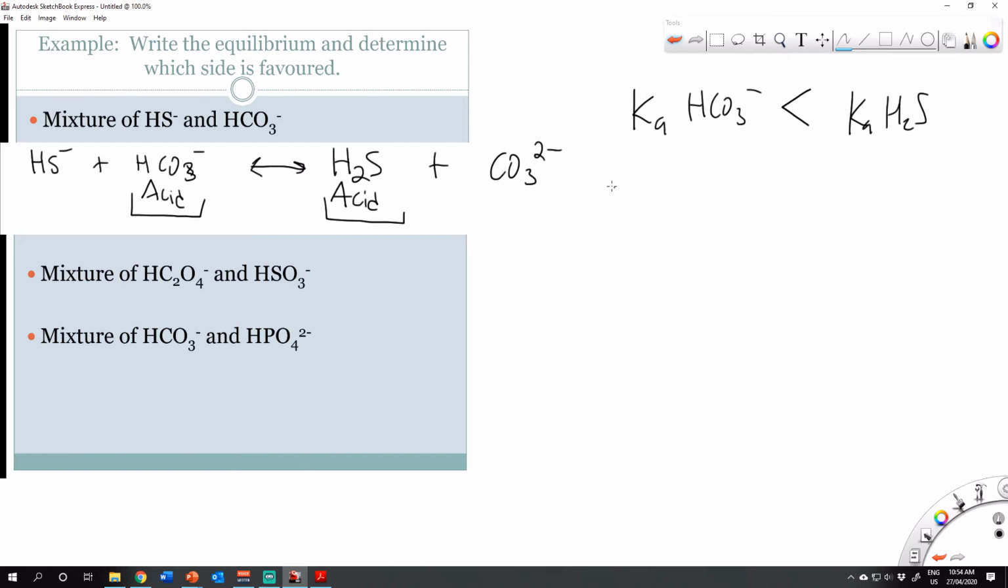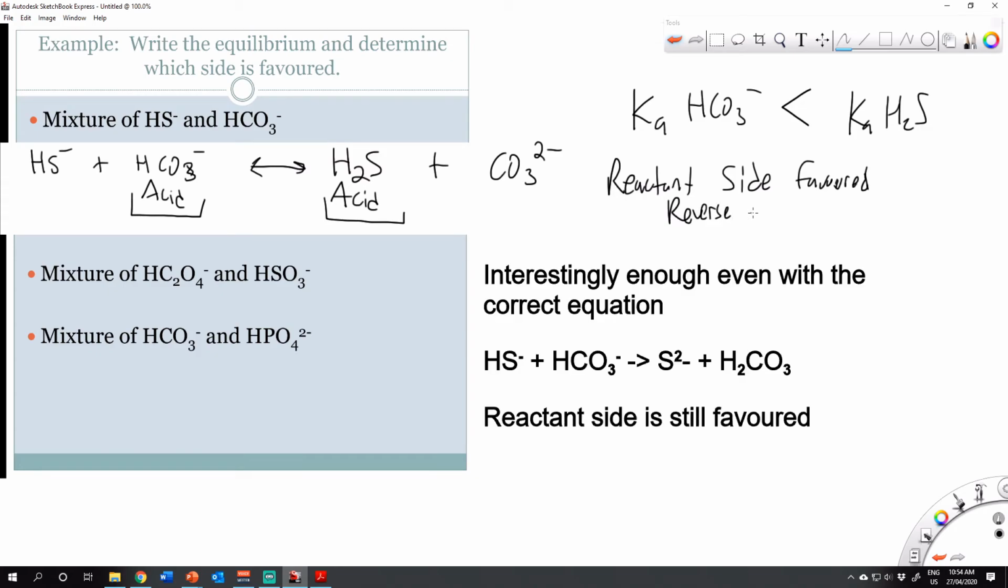So in this reaction, reactant side favored. And if the reactant side is favored, that means that the reverse reaction is also favored. So reactant side favored, or another way to think about it is reverse reaction favored.